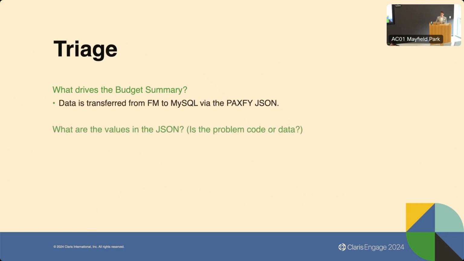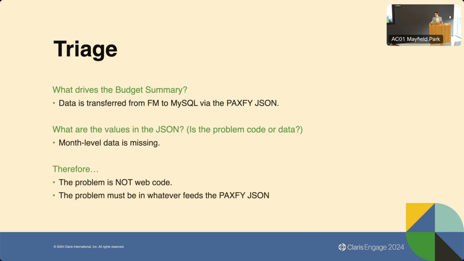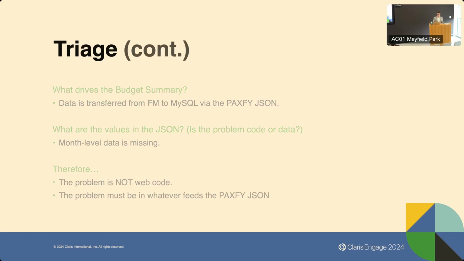So then, what are the values in the JSON? Right, the Paxify is the source of truth. So what does the source of truth say? The month level data is actually missing. So that's interesting. So therefore, we know that the problem is not in the web code. It must be a data problem, whatever feeds that Paxify JSON.